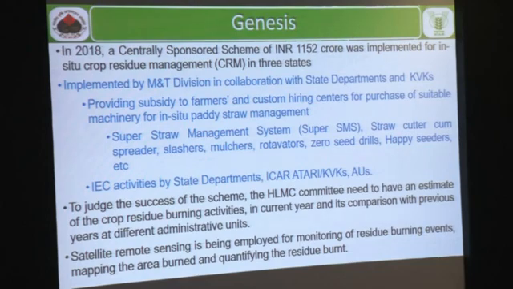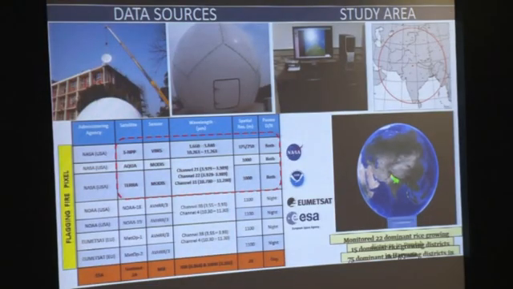So actually the government of India implemented 2 years back a centrally sponsored scheme to manage in situ crop residue management, and they had a very, very difficult task in the sense they wanted to judge the success of the scheme. So they approached our lab and they said, why don't you monitor residue burning events and map the area and pollutants which are coming out of that, and how does it do?